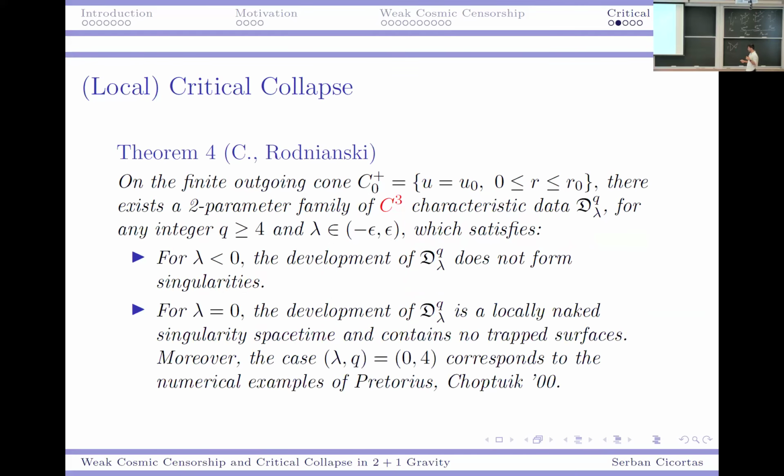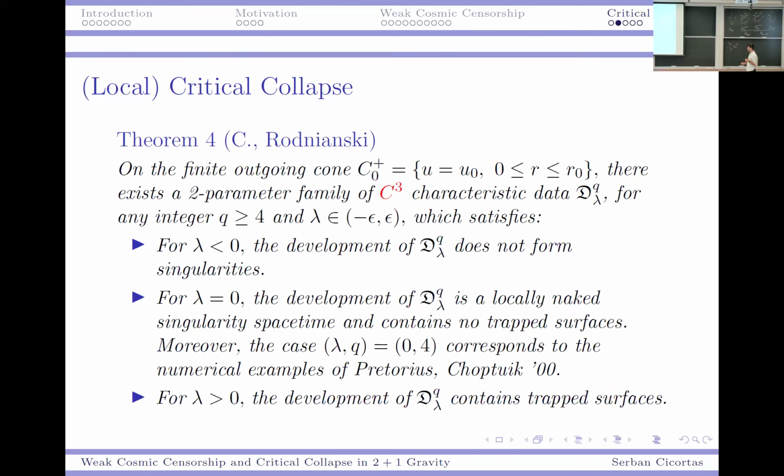When lambda is equal to 0, the development of the data is a locally naked singularity spacetime and contains no trap surfaces. Moreover, exactly when lambda is 0 and q is 4, these are precisely the numerical examples of Pretorius and Choptuik from 2000. So in particular, we give a rigorous construction of their examples, but very interestingly, we actually construct an infinite family. So for all q at least 4, we construct such 1-parameter families.